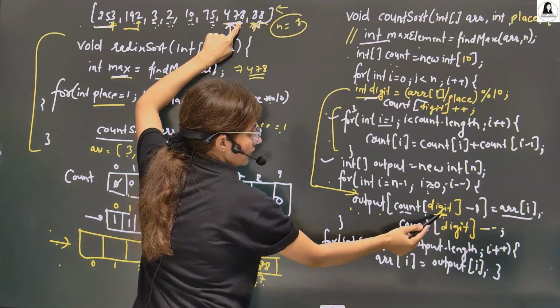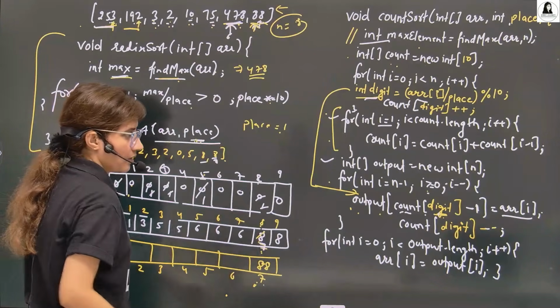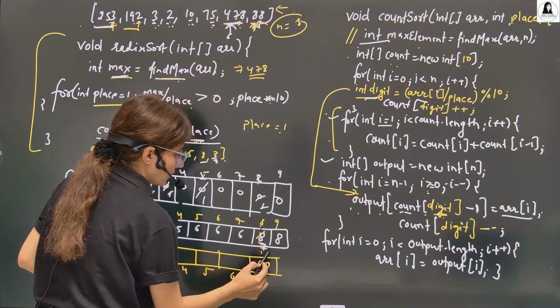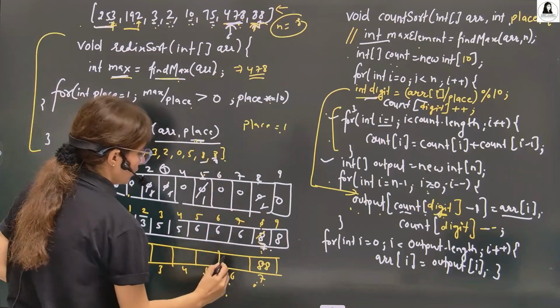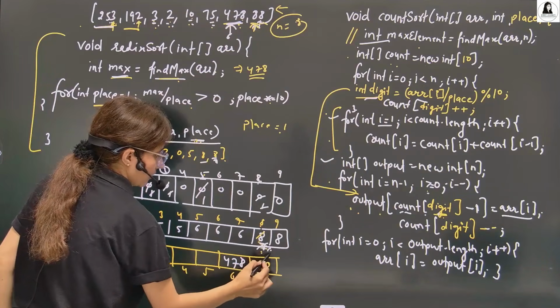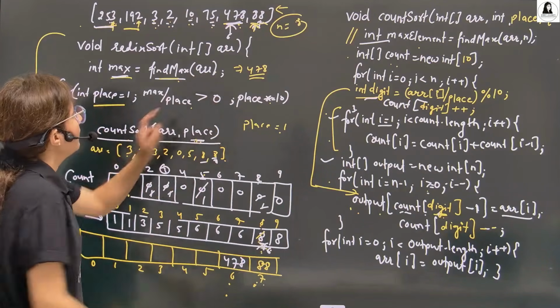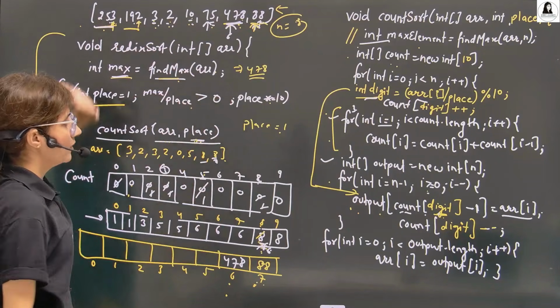So count of digit is 8. Count of 8 was updated to 7. We do minus 1, that is 6. At the 6th index in the output array, we store whatever the value is, that is 478. And then we decrement it by 1, that is 6. Again i minus minus. Now i is this. The same thing would be repeated till here.